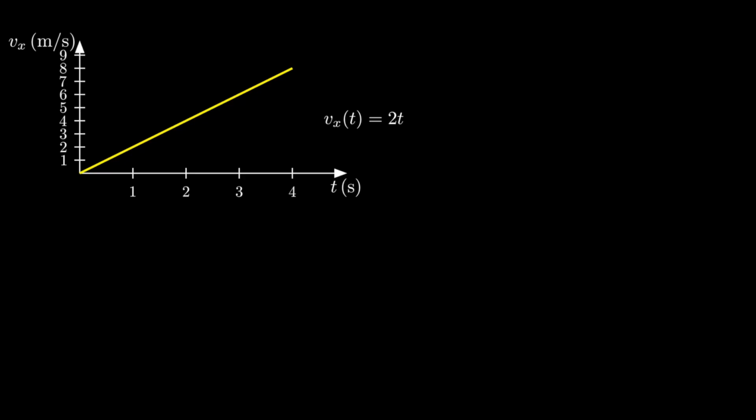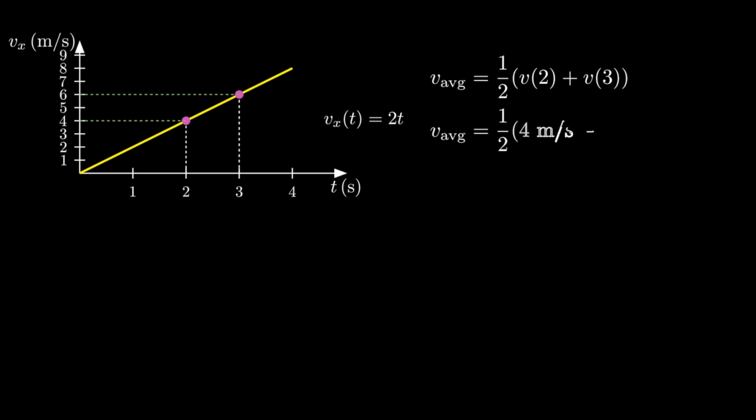First, we will find the average velocity of the object between 2 seconds and 3 seconds from its velocity versus time graph. Its velocity at 2 seconds is 4 meters per second. Its velocity at 3 seconds is 6 meters per second. The average velocity in this interval is the sum of these two velocities divided by 2, giving an average velocity of 5 meters per second. Hopefully, it feels fairly intuitive that the average velocity is the midpoint between 2 seconds and 3 seconds.